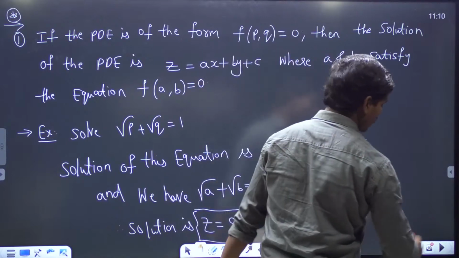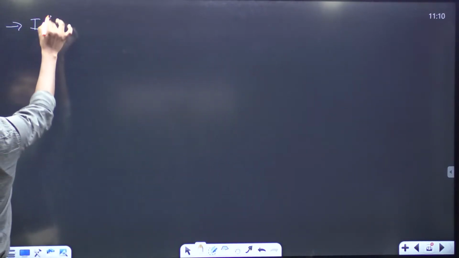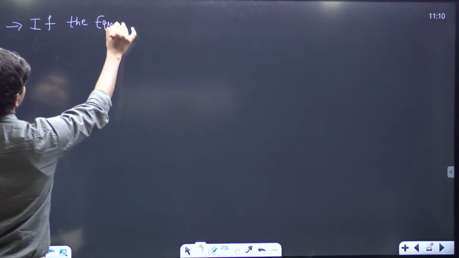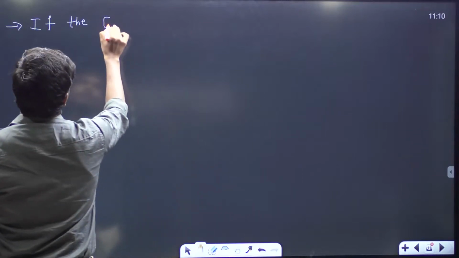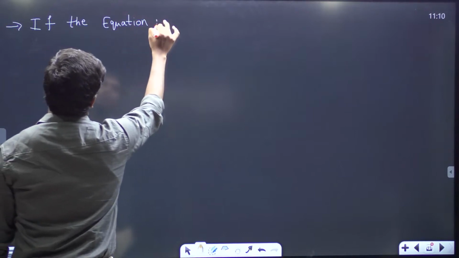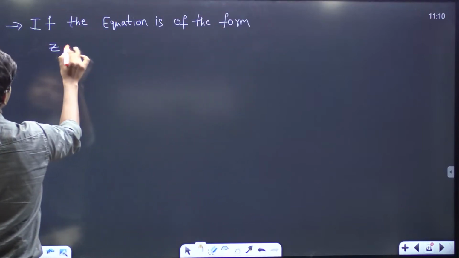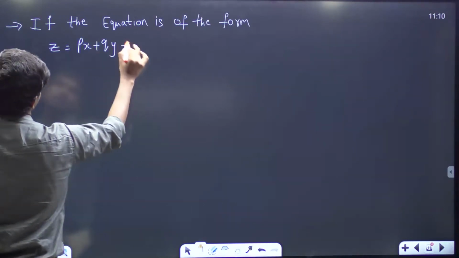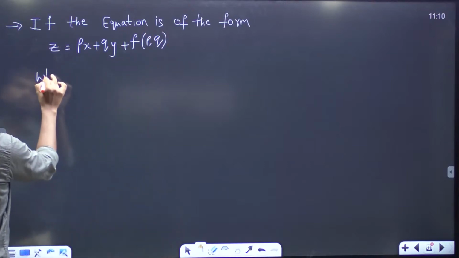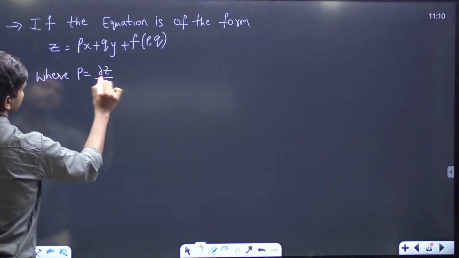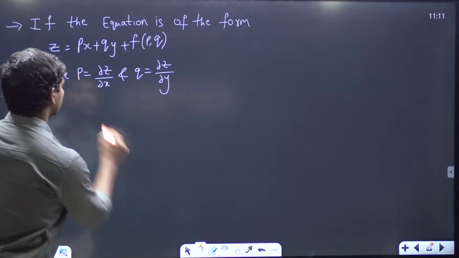Okay, so we'll write one more thing. If the equation is of the form z is equal to px plus qy plus some function of p comma q, meaning the DE is of this format in general, where p is equal to dou z by dou x and q is equal to dou z by dou y.